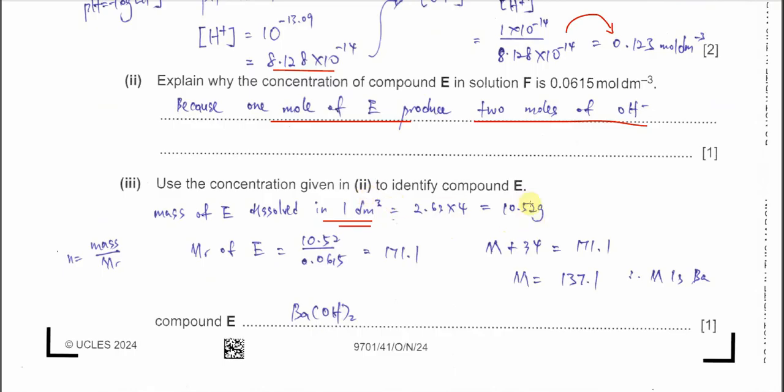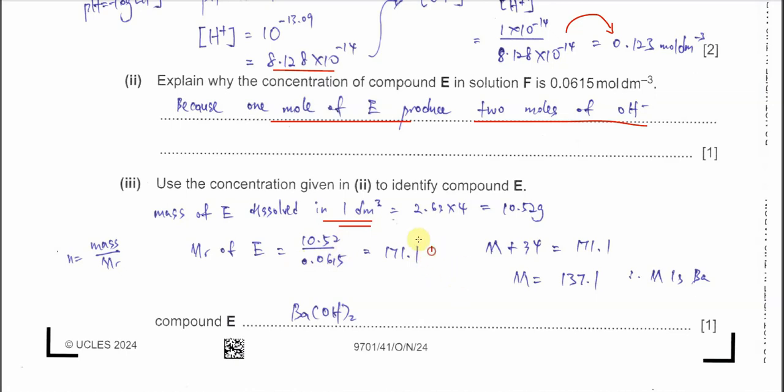Okay, once you get this mass, you can get the molar mass. So molar mass is 171.1. You just need to use 10.52 over the 0.0615. That's given. Because both are already in dm cube, you can use this 0.0615 mole per dm cube. So this is mass per dm cube, this is mole per dm cube. Therefore it's the mass over mole, you get the molar mass, which is 171.1.